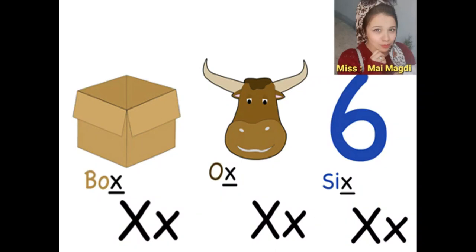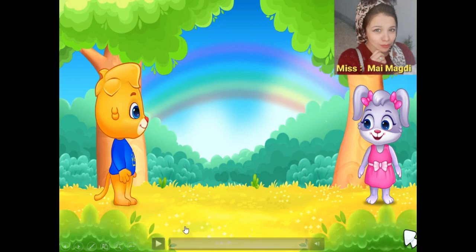I have letter X. Okay, what's the sound of letter X? X, X, X. Repeat after me. Okay, letter X, the ending sound is like X, X, box. X, X, ox. X, X, sex. Okay, how to write letter X? How can we write letter X? Let's see.